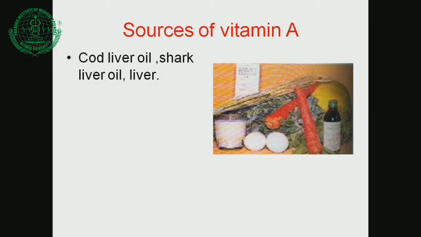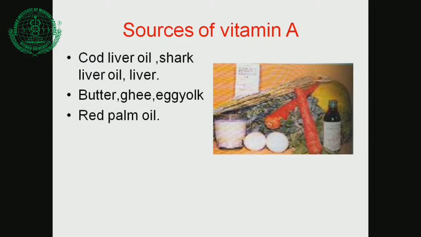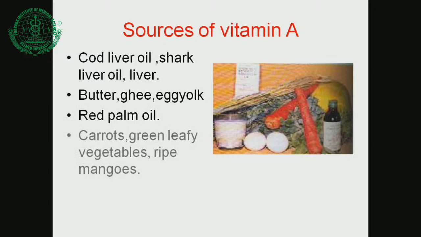Now everybody knows the sources of vitamin A. It is cod liver oil, shark liver oil, liver, butter, yolk, red palm oil. Red palm oil is a very important source of vitamin A. Carrots, green leafy vegetables, any pigmented fruits like ripe mangoes, carrots are a very good source of vitamin A. Golden rice is a genetically engineered rice now available. Its color is golden and it contains vitamin A. So if you consume that rice, automatically you will get vitamin A without needing additional vitamin A. So it is not fortified, but genetically engineered.